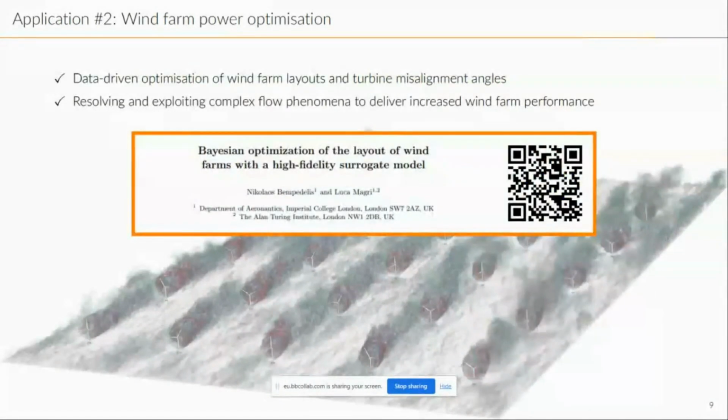Again, with such simulations, we have done a data-driven optimization of wind farm layouts and turbine misalignment angles. And what we found is that we are able to resolve and exploit this complex flow phenomena that I talked about earlier, so wake meandering, local speedups, or wake-to-wake and wake-to-atmosphere interactions, to deliver increased wind farm performance.